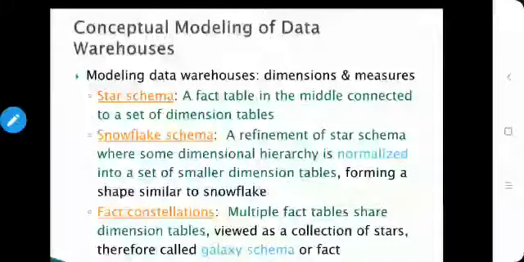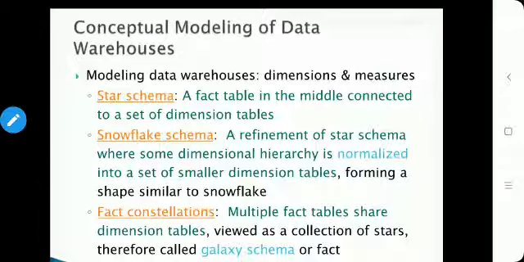Dear students, today's topic is schemas for the multidimensional data model. As we know, the entity relationship data model is basically used for the relational database system, where the database consists of a set of entities and relationships between them. But the data warehouse requires a more concise and subject-oriented data model.